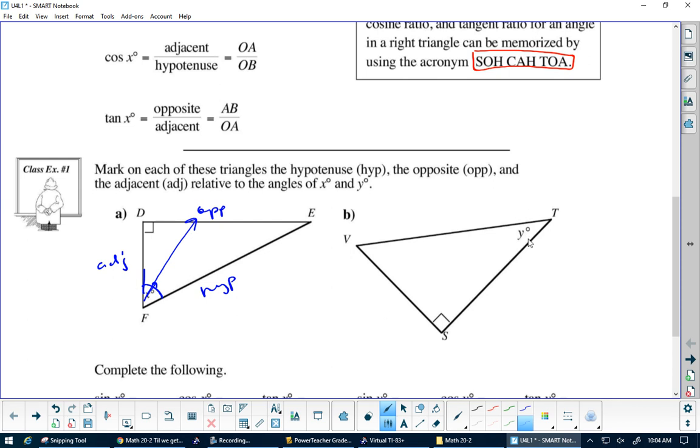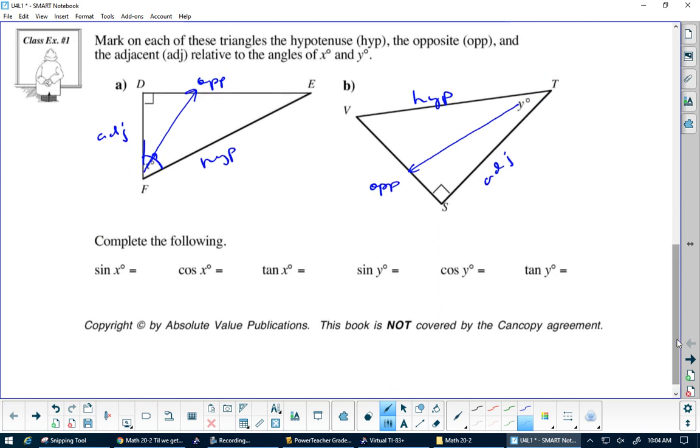So we look at B. Well, this is our angle. If Y was a person, they could shoot the arrow with their bow over there. That becomes my opposite. My adjacent joins my angle and my right angle. And then there's the hypotenuse, which is the longest side of the triangle that does not touch the 90.